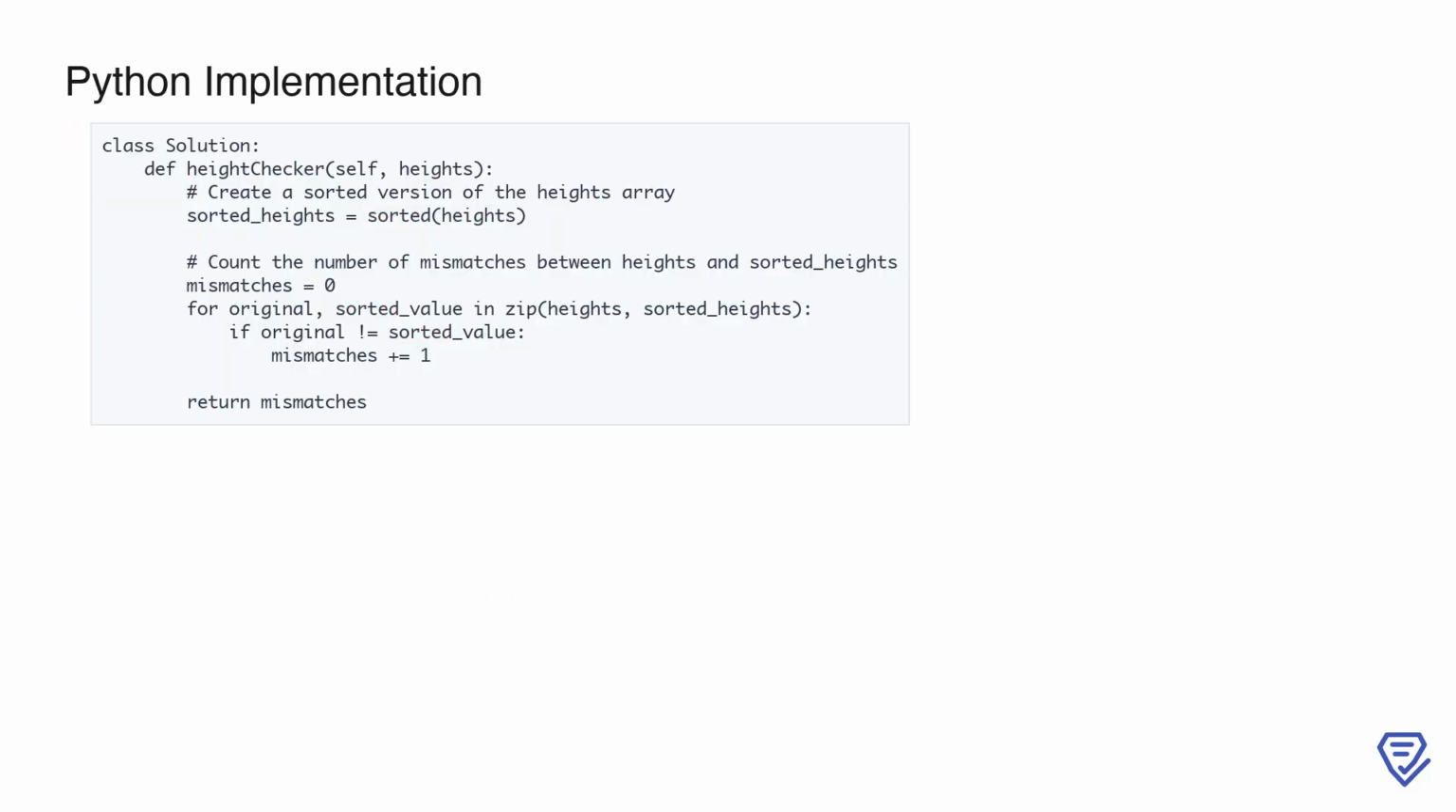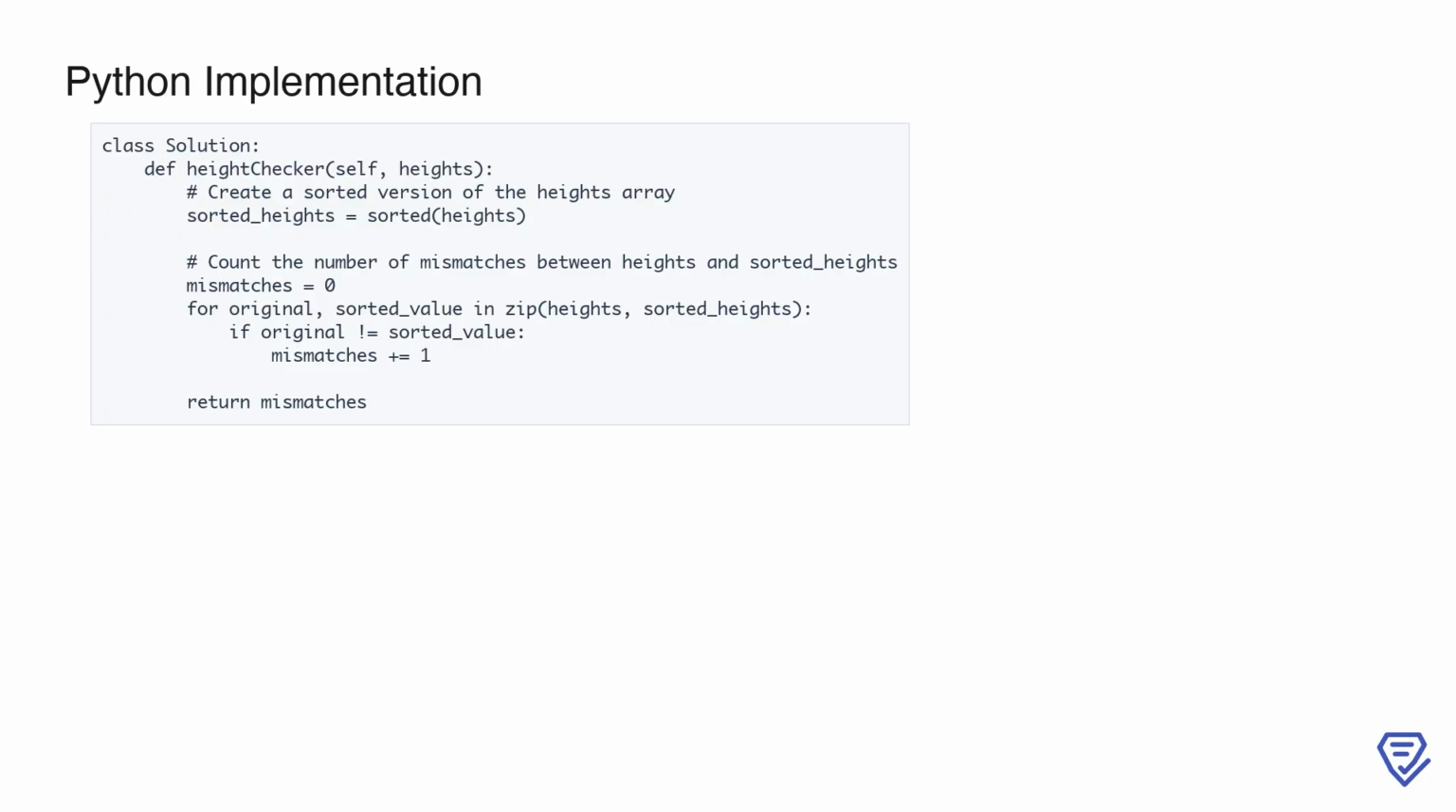This solution implements the function heightChecker to solve the LeetCode problem number 1051, heightChecker. The function takes an input list heights, which represents the heights of students standing in a line. The first step is to create a sorted version of the heights list called sorted_heights. Sorting the array allows us to determine the correct order of the students based on their heights.